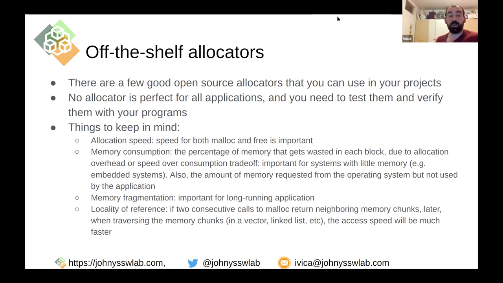And the last thing is locality of reference. If you call malloc two times consecutively, malloc one, malloc two, you expect to get neighboring memory chunks. And this is really important for us C++ developers. You'll see later why. Because if you're allocating objects for a vector of pointers and you don't get neighboring chunks, the performance can be a disaster. It really can be bad.